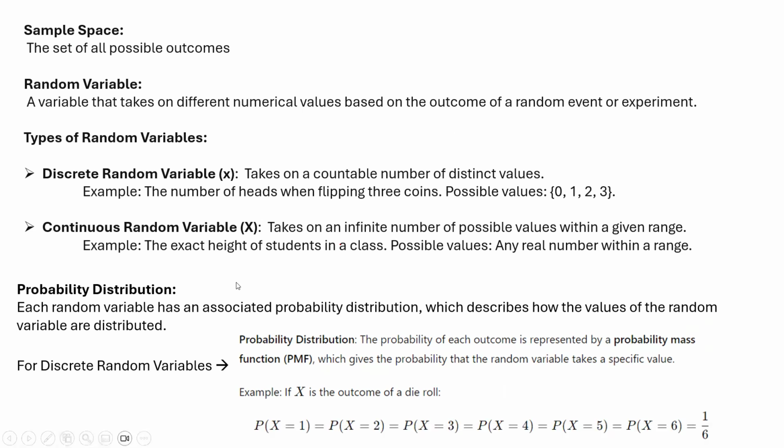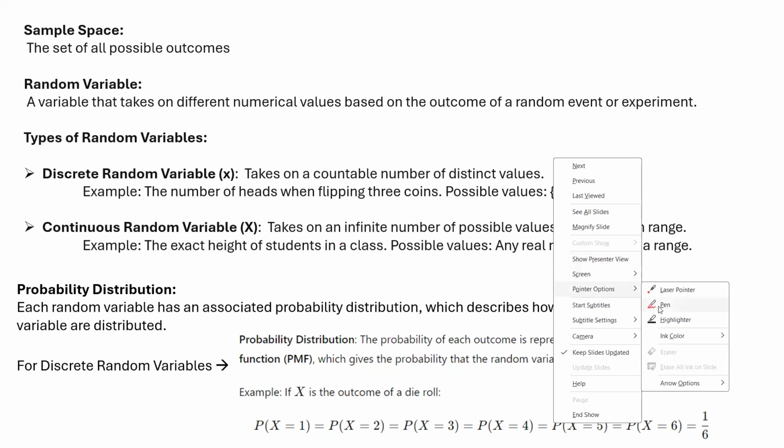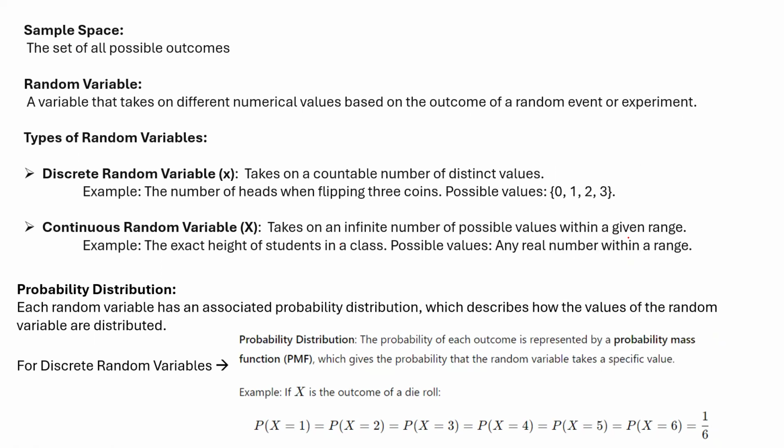So you understood what a random variable is, what a discrete random variable and a continuous random variable are, and how they are represented. A continuous random variable takes on an infinite number of possible values within a given range. For example, the exact height of students in a class: possible values are any real number within a range. So it takes values from an infinite set of possibilities.